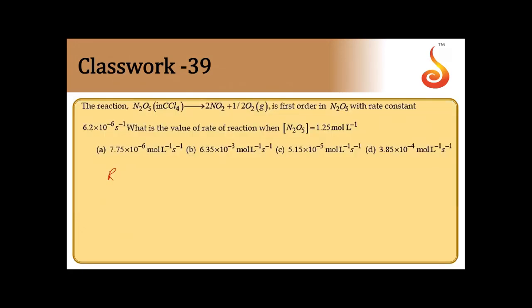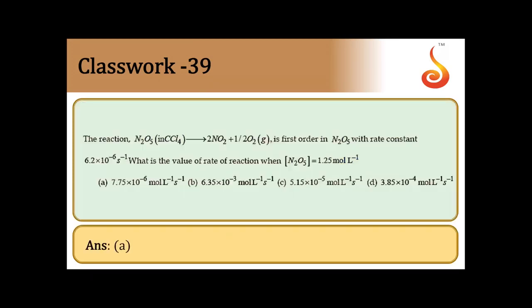Now the rate is equal to the rate constant k into the concentration of A to the power of 1, which is equal to the rate constant, given as 6.2 × 10 to the power of minus 6, and the concentration of A is given here as 1.25. Multiplying these two, we get 7.8 × 10 to the power of minus 6. So 7.8 should be the answer, roughly option A. A is the answer.